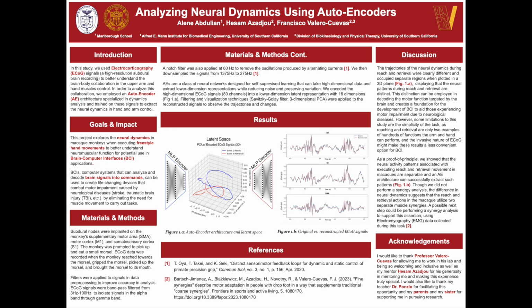As a proof of principle, we showed that neural activity patterns associated with executing reach and retrieval movement in macaque monkeys are separable, and an autoencoder architecture can successfully extract such patterns. Though we did not perform a synergy analysis, the difference in neural dynamics suggests that the reach and retrieval actions in the macaque monkey utilize 2 separate muscle synergies. A possible next step could be performing a synergy analysis to support this assertion, using electromyography, or EMG data collected during this task.